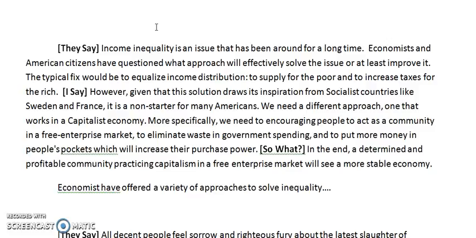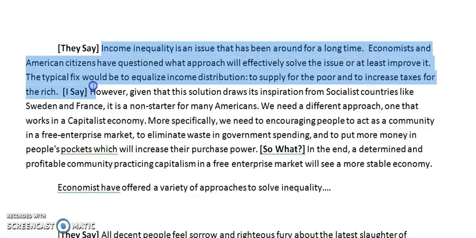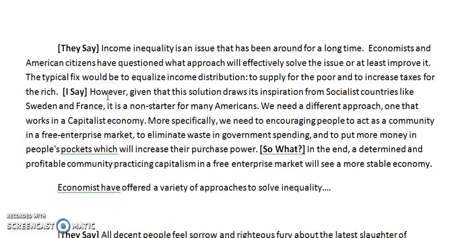Here's an example from a student from a previous semester, and I've just coded these with little brackets. It begins with a they say move. Income inequality is an issue that has been around for a long time. Economists and American citizens have questioned what approach will effectively solve the issue, or at least improve it. The typical fix would be to equalize income distribution, to supply for the poor, and to increase taxes for the rich. Okay, all this is conversation that's out there that's already happening, that's already happened, or it's happening right now. And then there's the pivot to the I say. However, given that this solution draws its inspiration from socialist countries like Sweden and France, it's a non-starter for many Americans.